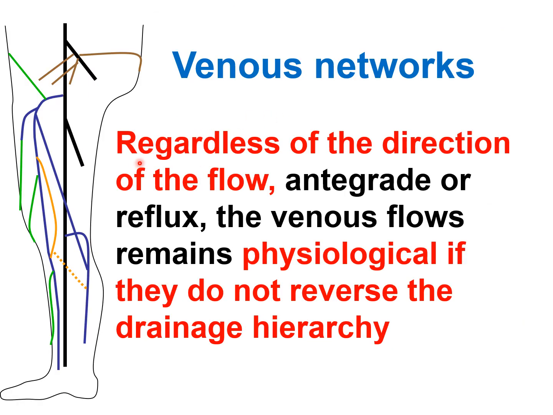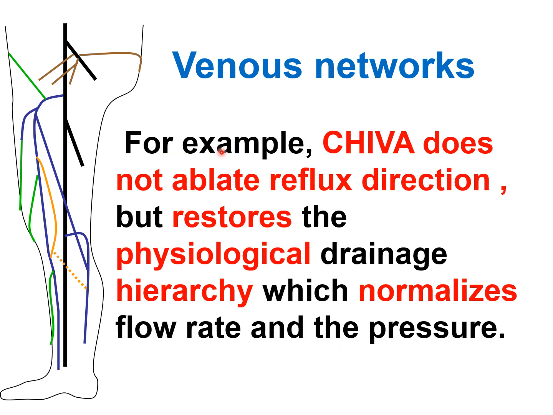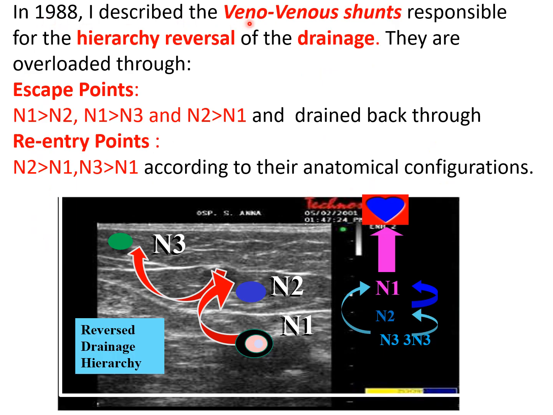Venous networks, regardless of the direction of the flow, antegrade or reflux, remain physiological if they do not reverse the drainage hierarchy. For example, Shiva does not ablate the reflux direction, but restores the physiological drainage hierarchy, which normalizes the flow rate and the pressure. In 1988, I described the veno-venous shunts responsible for the hierarchy reversal of the drainage.